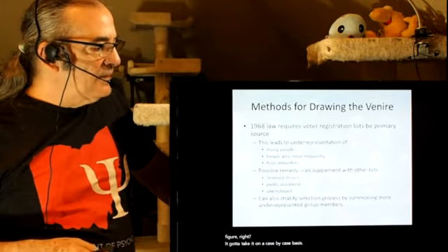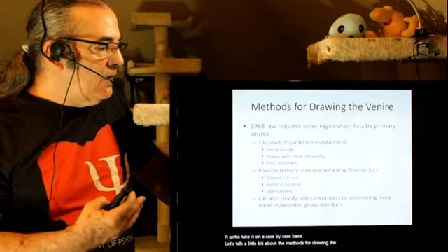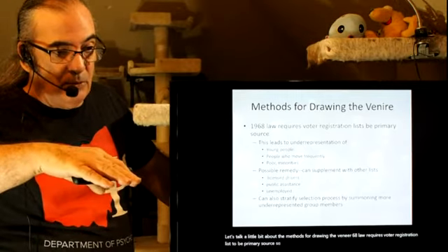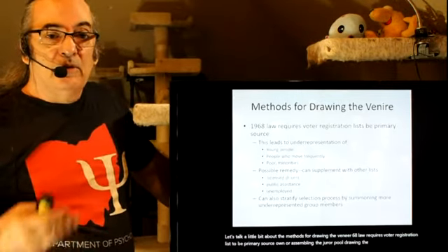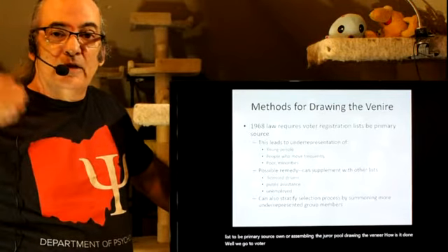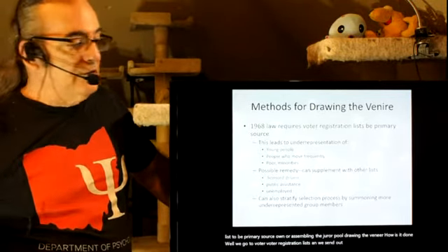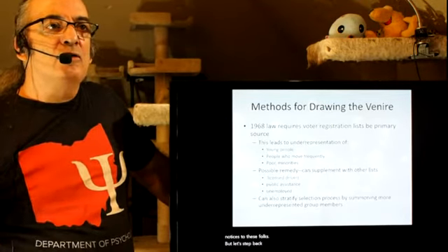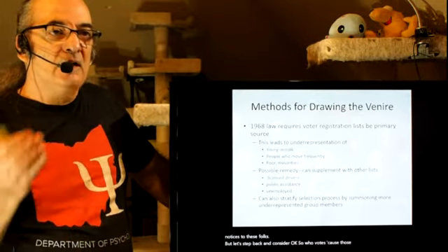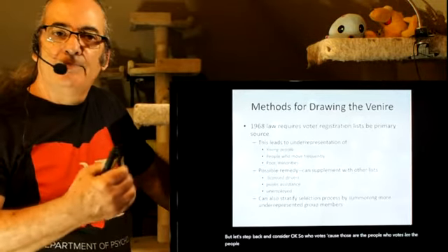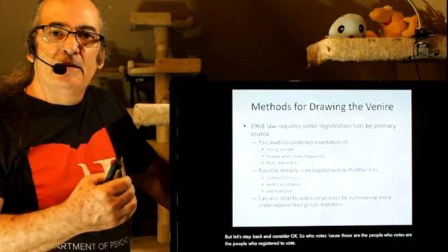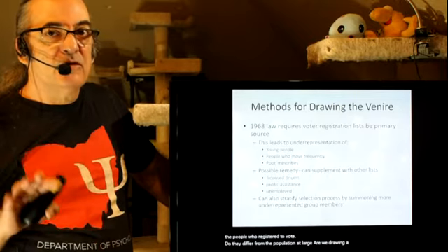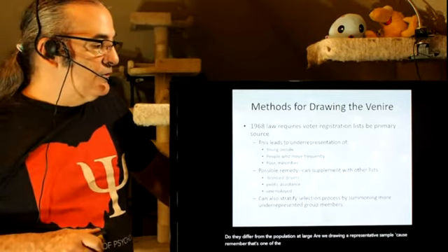Let's talk a little bit about the methods for drawing the venire. The law requires the voter registration list to be the primary source. So when we're assembling that juror pool, drawing the venire, how is it done? Well, we go to voter registration lists and we send out the, hey, you got to serve on the jury notices to these folks. But let's step back and consider, okay, so who votes? Because those are the people who've registered to vote. Do they differ from the population at large? Are we drawing a representative sample? Because remember, that's one of the goals when we use voter registration lists.